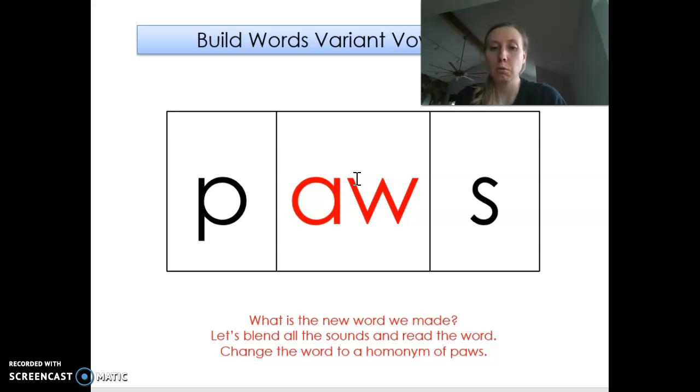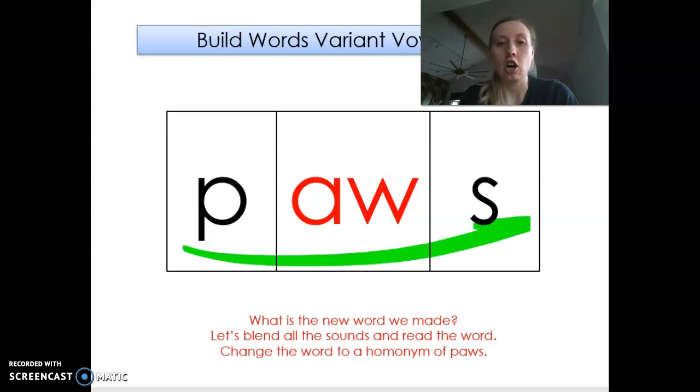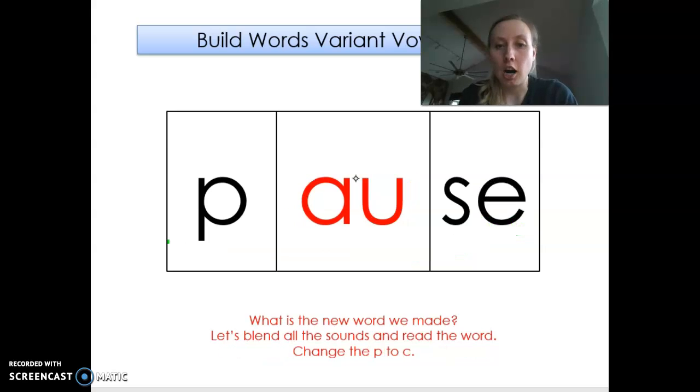Change the L to P. Paws. Change the word to a homophone for paws. So that means a word that sounds the same, but it has a different meaning. So this is paws like a dog. But this is pause like you're going to stop the movie. You're going to stop it. Okay, change the P to K.